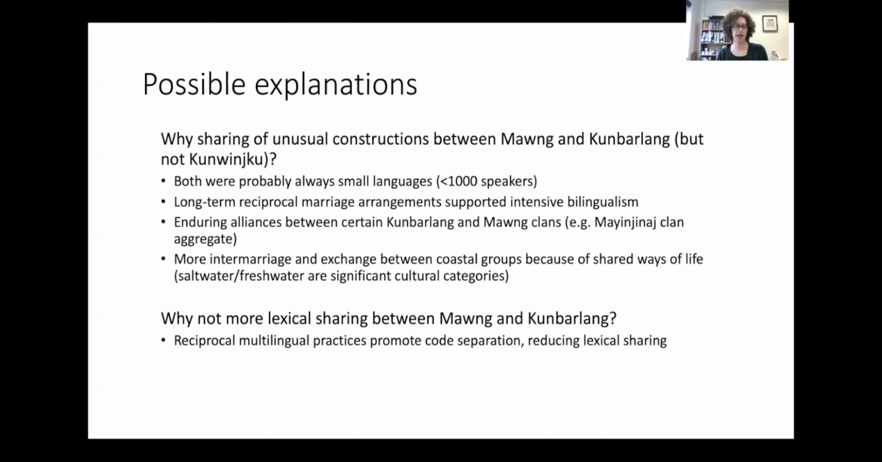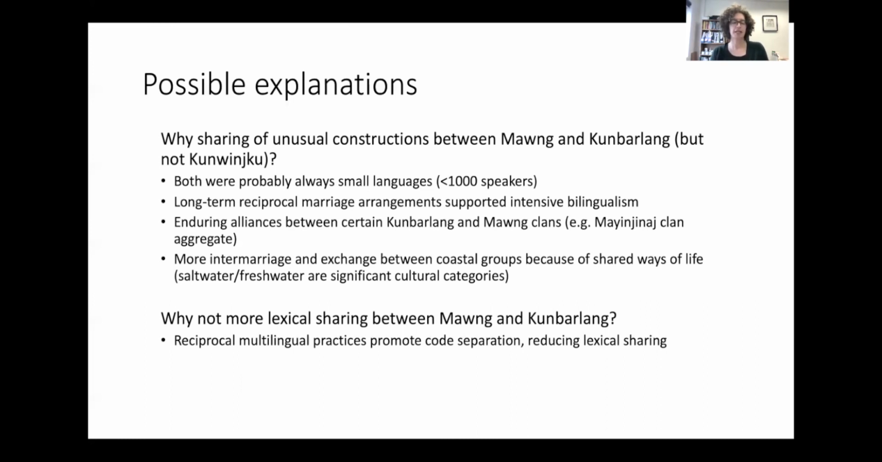These are based on enduring alliances between certain Kunbarlang and Mawng clans. For example, some of them are part of the Mawng clan aggregate. We also expect more intermarriage and exchange between coastal groups with one another rather than with inland groups, although definitely people did marry inland groups. Because of the shared ways of life. So in fact, growing up on the coast, you're going to learn all the different ways of finding food and that kind of thing, which are relevant to being on the coast. And if you're living inland, it's going to be quite different. So even today, people talk about saltwater and freshwater people as significant cultural categories all around Arnhem Land.